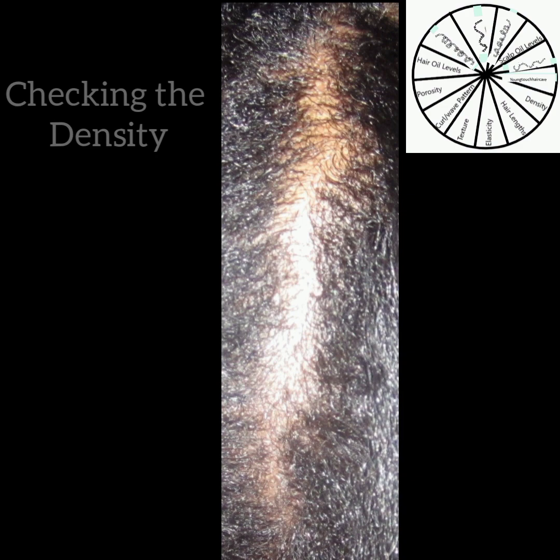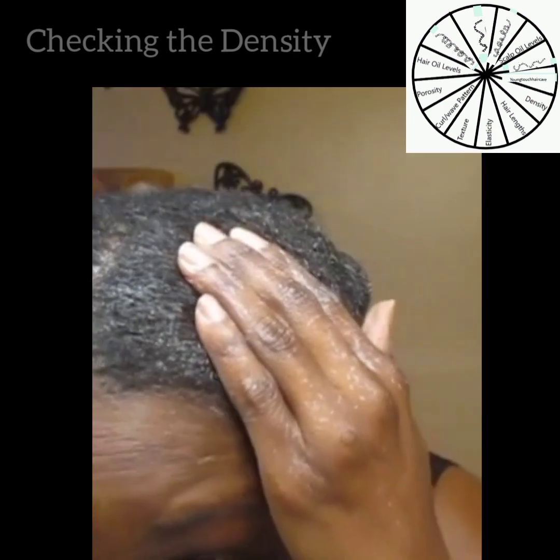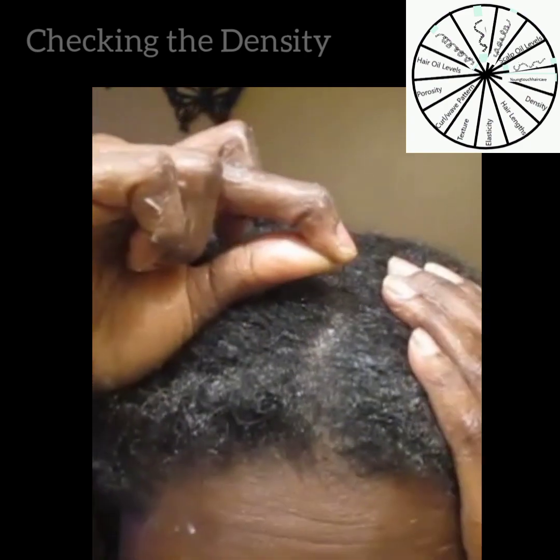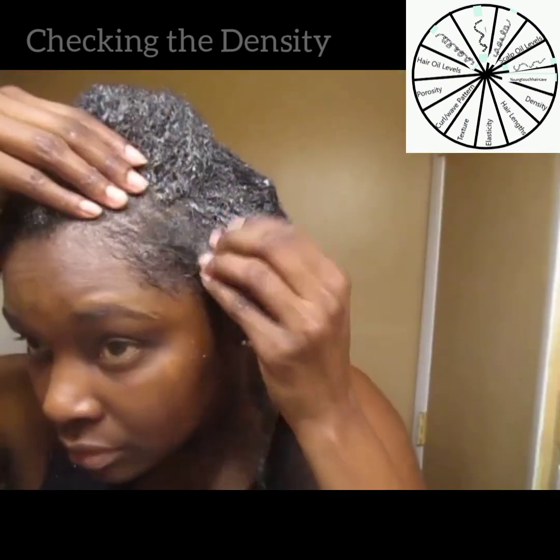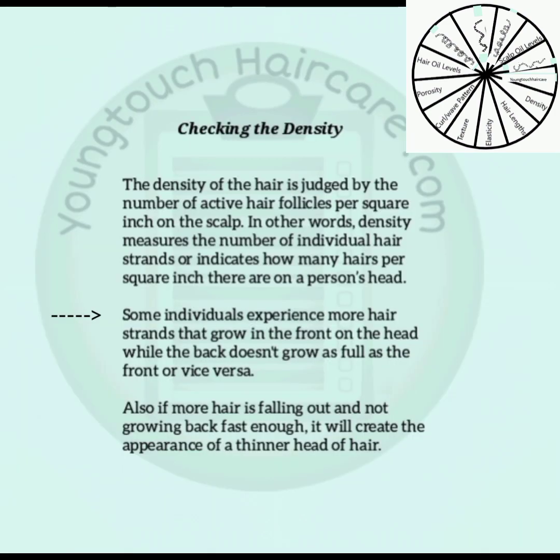Checking the density. The density of the hair is judged by the number of active hair follicles per square inch on the scalp. In other words, density measures the number of individual hair strands, or indicates how many hairs per square inch there are on a person's head. Some individuals experience more hair strands that grow in the front of the head, while the back doesn't grow as full as the front, or vice versa.